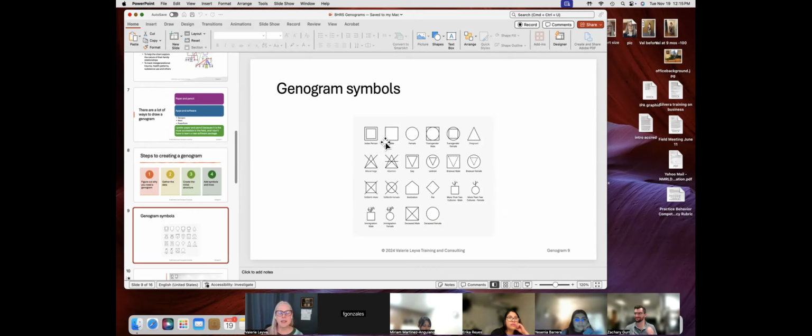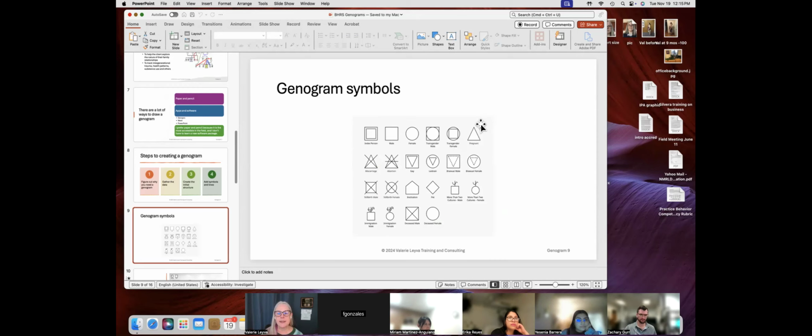The index person has double lines around them, so you can see who that person is that you're interviewing. Males are indicated by a square, females with a circle. A transgender male has a circle in the middle with a square on the outside. Transgender female is the opposite.